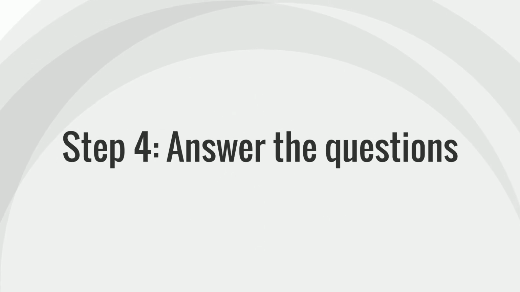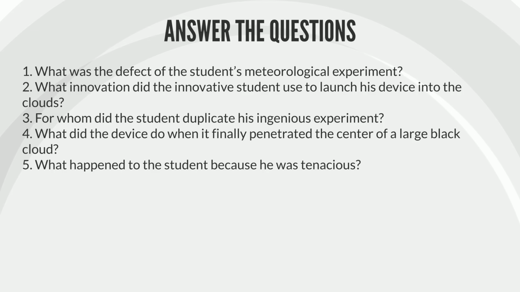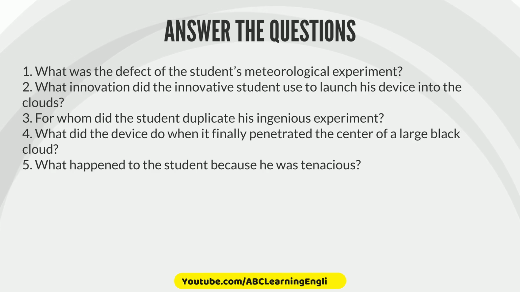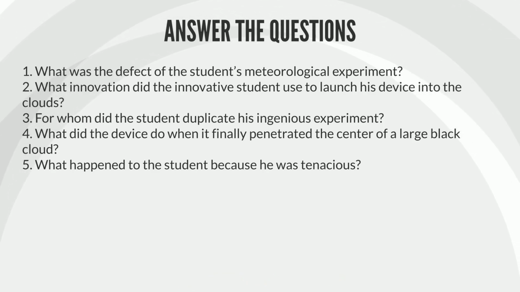Step 4. Answer the questions. 1. What was the defect of the student's meteorological experiment? 2. What innovation did the innovative student use to launch his device into the clouds? 3. For whom did the student duplicate his ingenious experiment? 4. What did the device do when it finally penetrated the center of a large black cloud? 5. What happened to the student because he was tenacious?